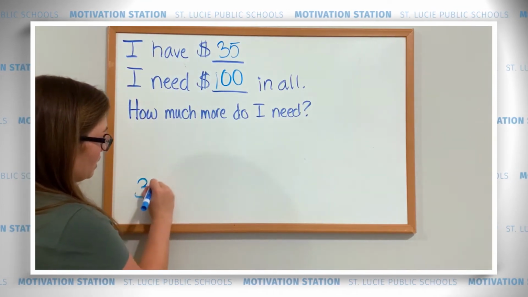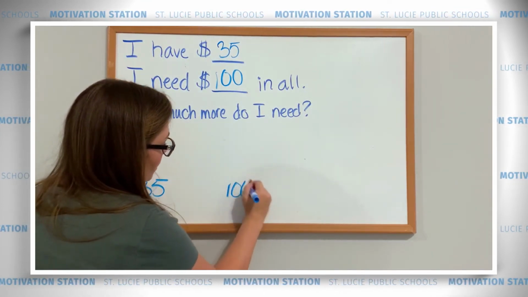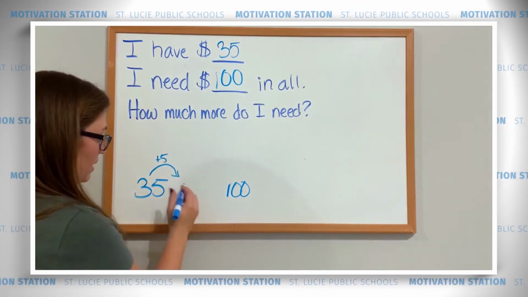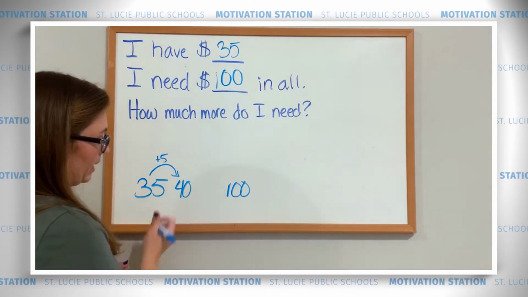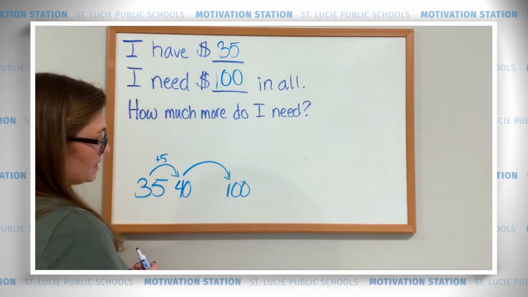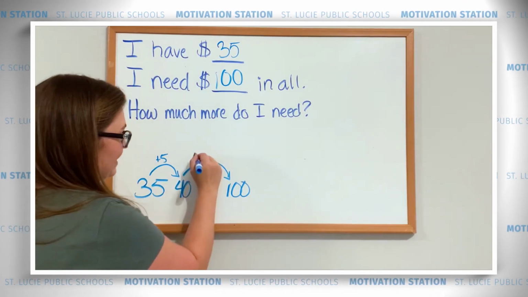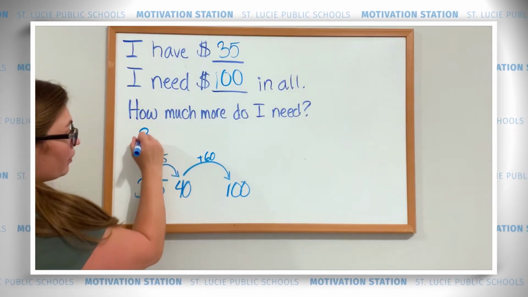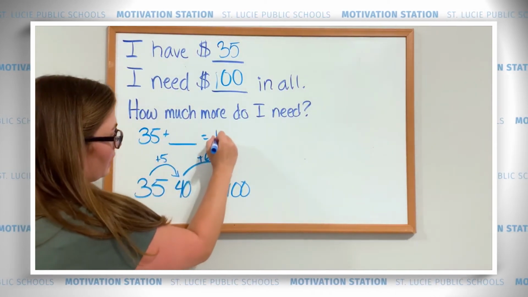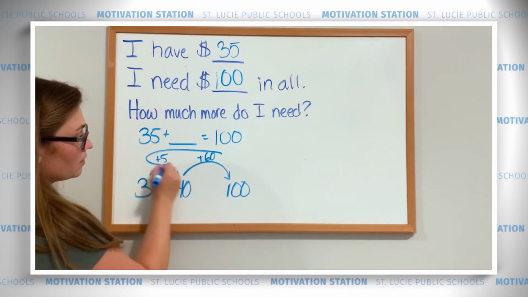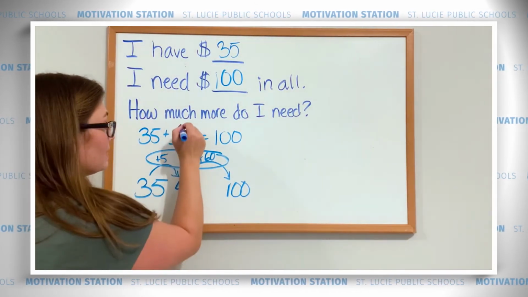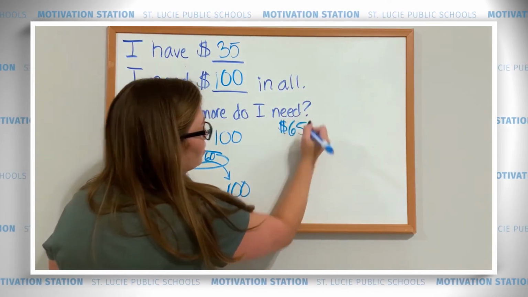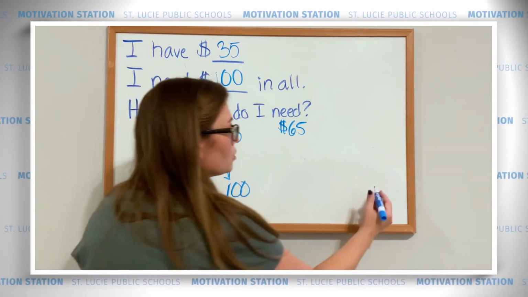If I'm solving with addition, 35 to 100. My first jump might be plus 5, because that'll get me to a nice 10 of 40. And then I can make 40 to 100, which is plus 60. I gave away the answer there. This equation would read 35 plus something equals 100. We know it's 60, and 5 makes 65. So how much more do I need? $65.